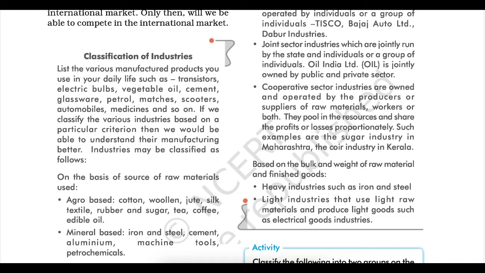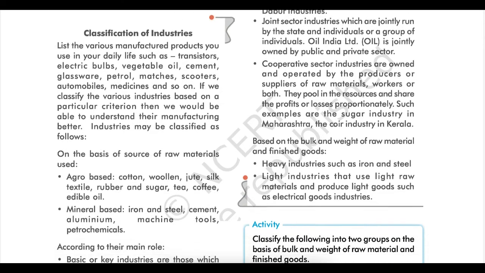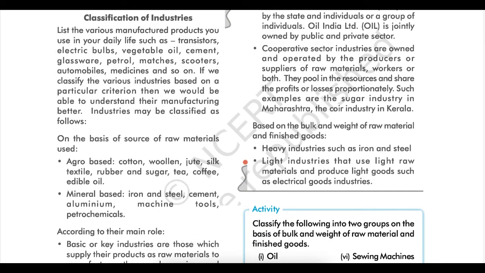Oil India Limited is jointly owned by public and private sector. Cooperative sector industries are owned and operated by the producers or suppliers of raw material, workers, or both. They pool in the resources and share the profits or losses proportionately. Such examples are the sugar industry in Maharashtra, the coir industry in Kerala.